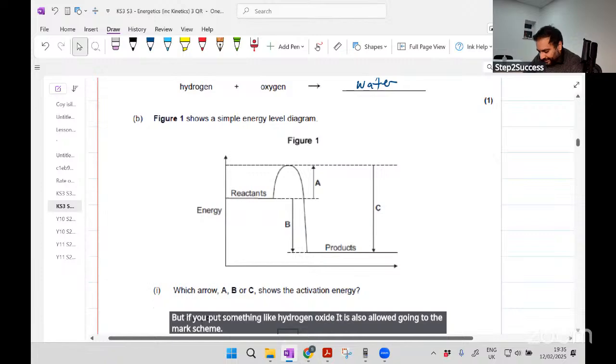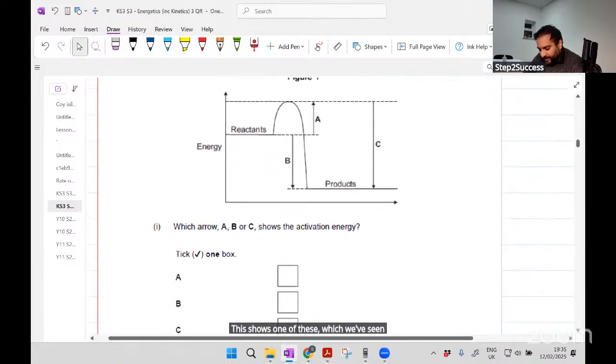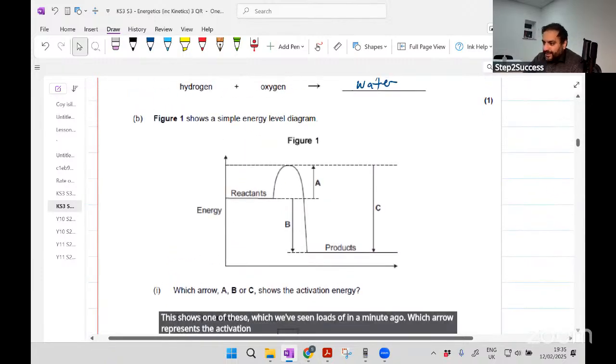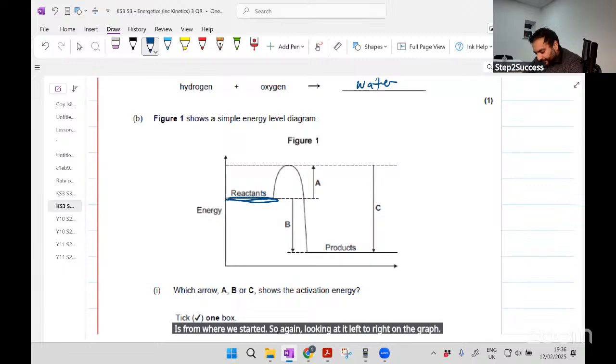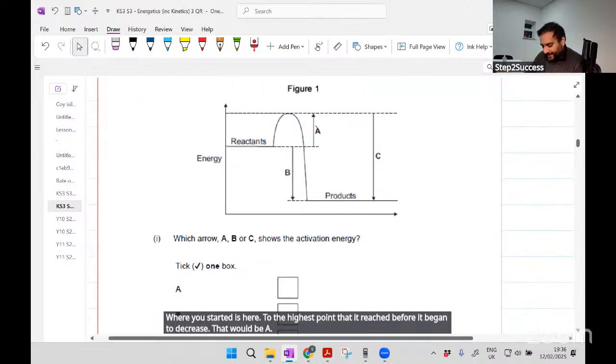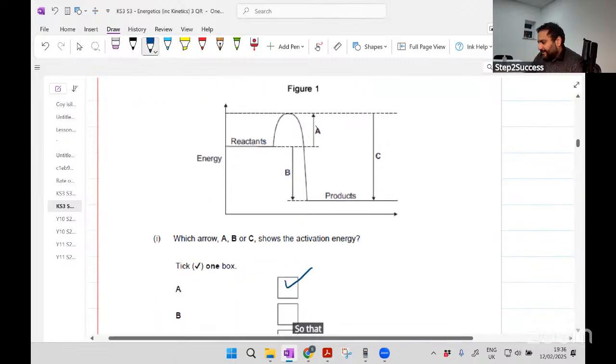This shows one of these, which we've seen loads of a minute ago. Which arrow represents the activation energy? So the activation energy is from where we started. Looking at it left to right on the graph, where you started is here, to the highest point that it reached before it began to decrease. That would be A. So that is the answer to that question.